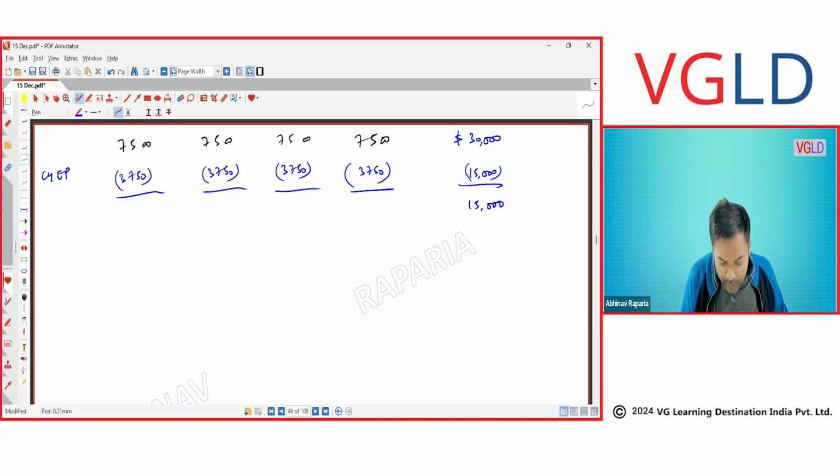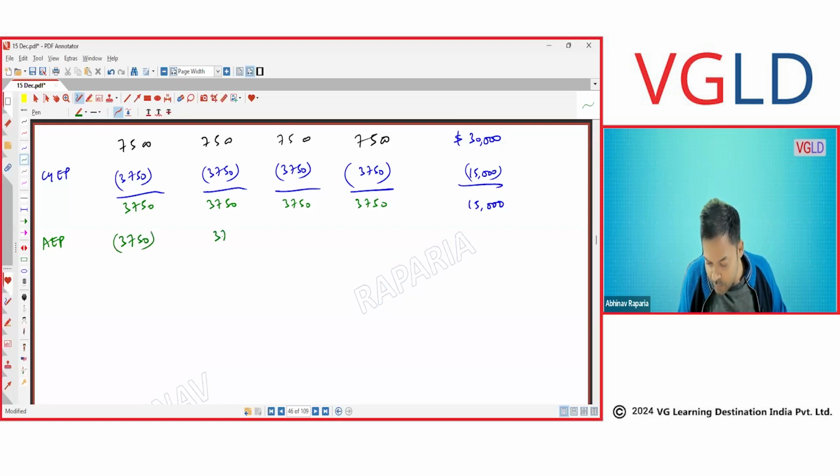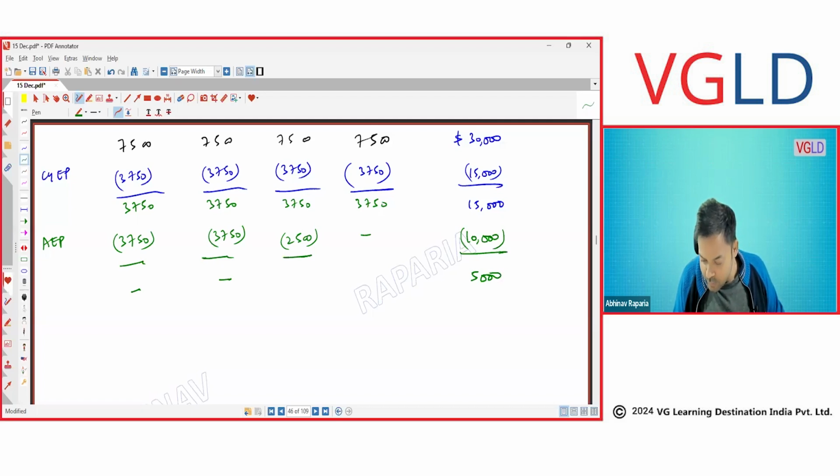Now, I'm going to reduce accumulated earnings and profit, but we are going to reduce here chronologically, everyone. So 3750 will go from here. 3750 will go from here. And 2500 is left, will go here. Nothing here. So this is 10,000. How much is that here? 5,000. Nothing here, nothing here. This is 1250. This is 3750.